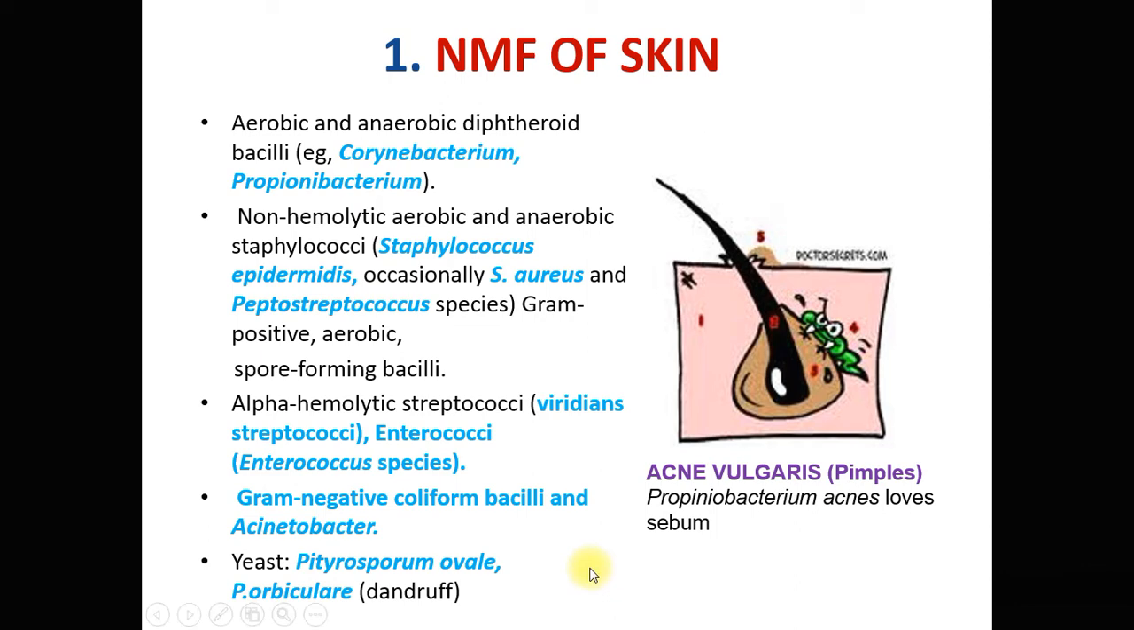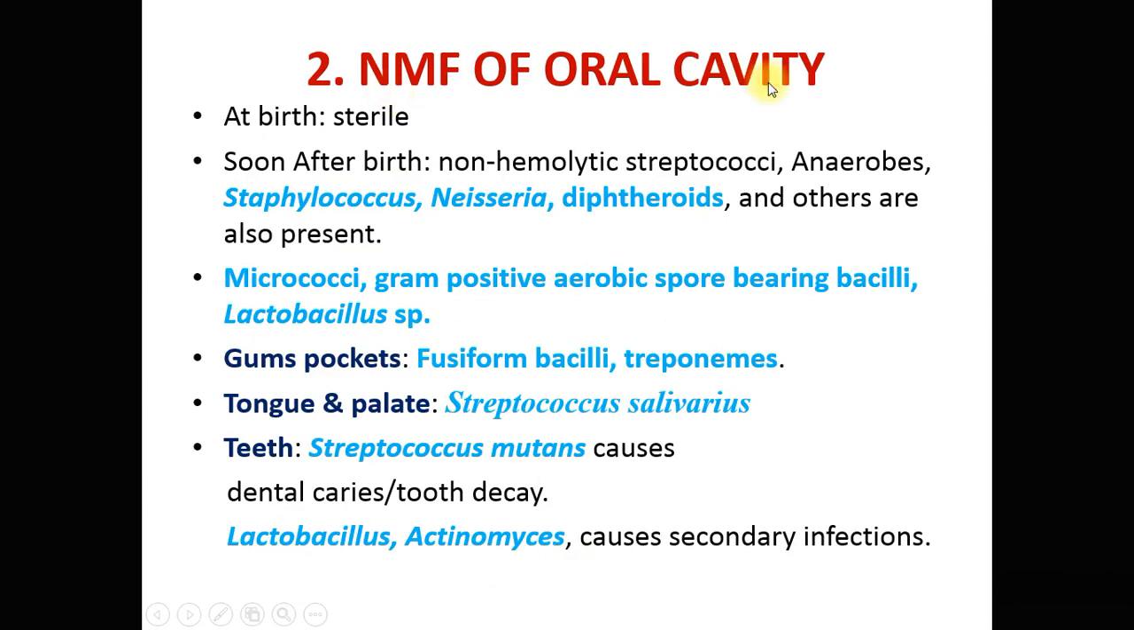Now we will see the NMF of the oral cavity. When a child is born, the child is born with a sterile mouth. But during the delivery, the child may get flora from the mother's vagina. Soon after birth, the child gets non-hemolytic streptococci and aerobes, Staphylococcus, Neisseria, diphtheroids, micrococci, gram-positive aerobic spore-forming bacilli, and lactobacillus. In the gum pockets, there can be fusiform bacilli and Treponema.